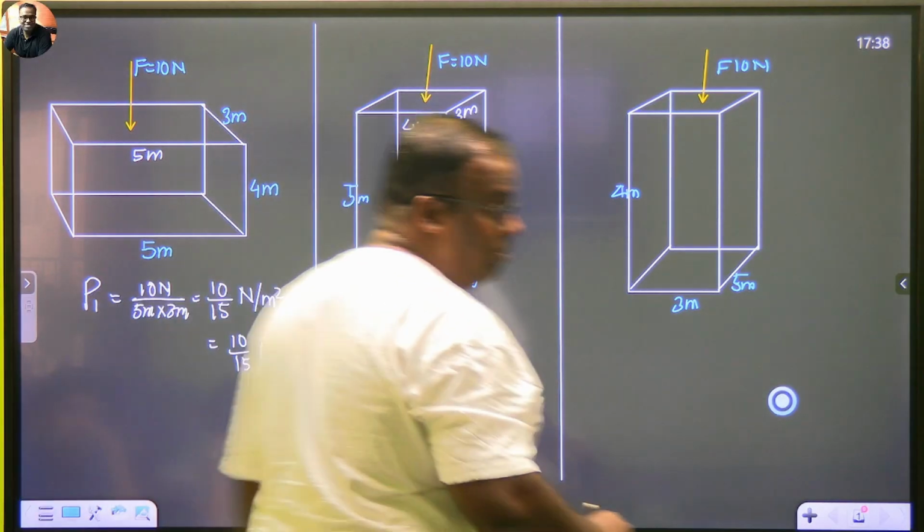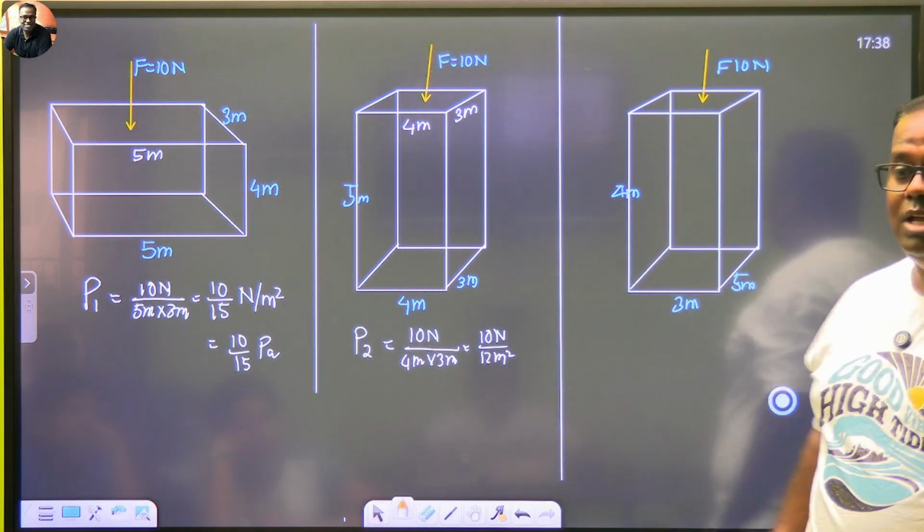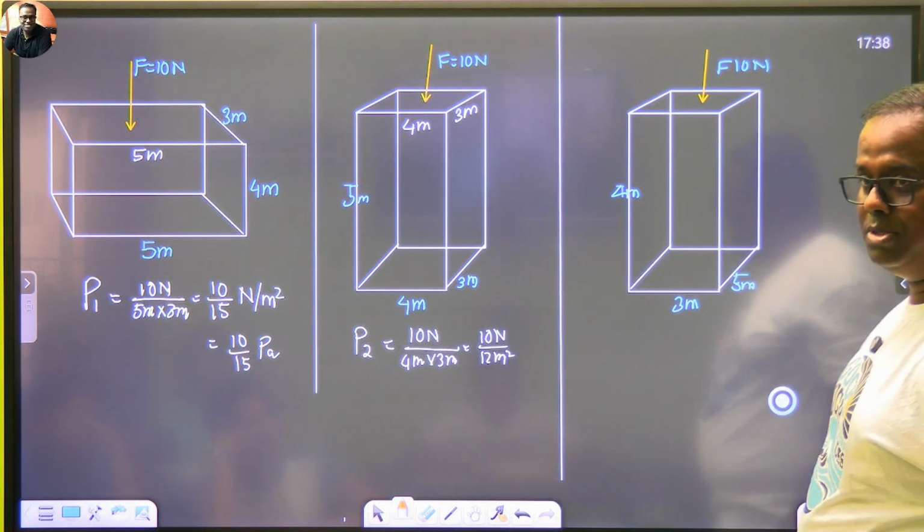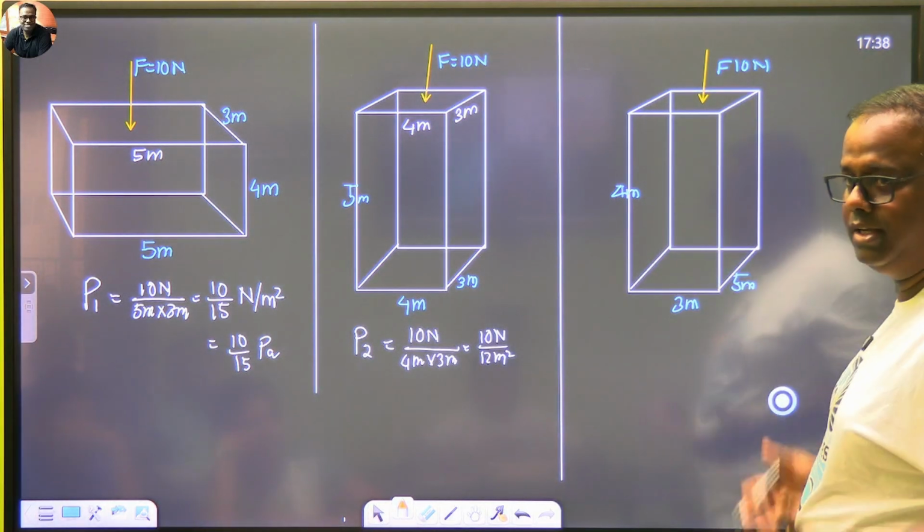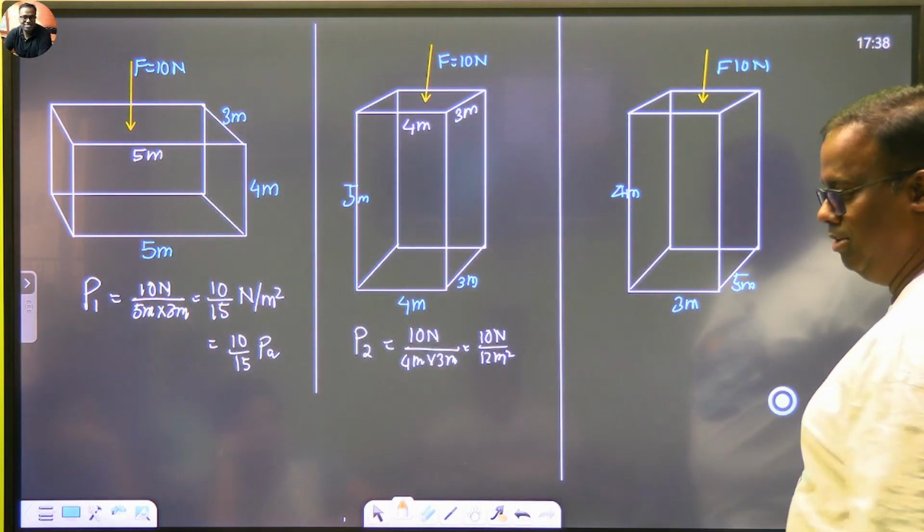Whoever is sharpening pencil, make sure you don't. When someone sharpens pencil, my heart cracks. That means the shavings will be all on the floor.